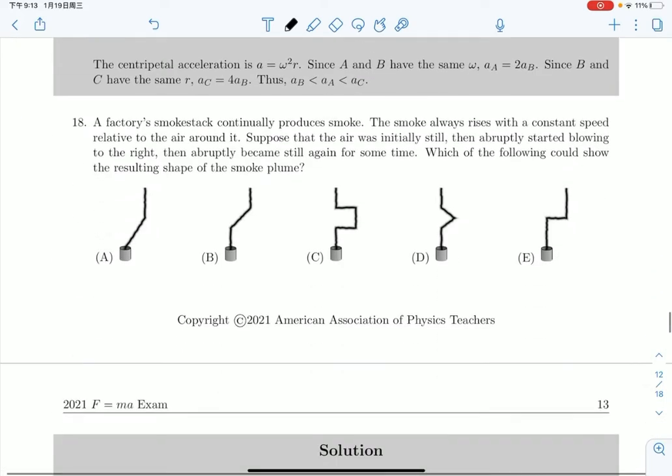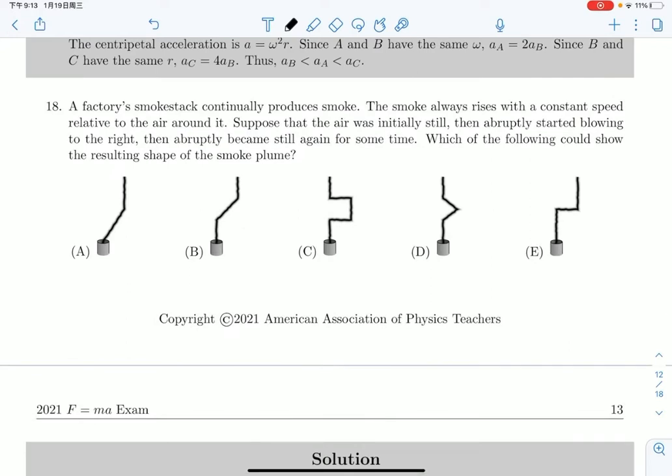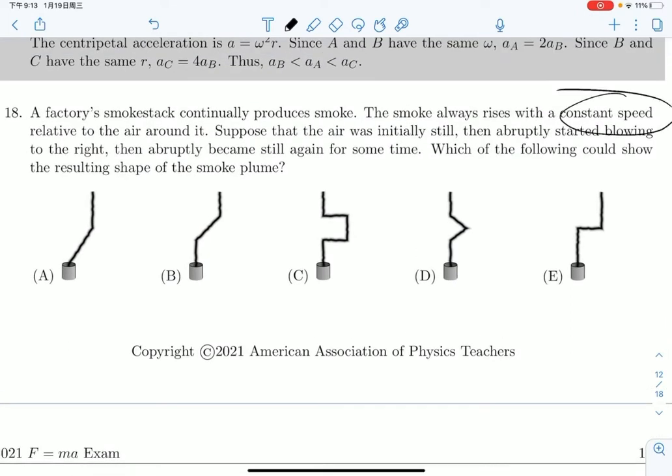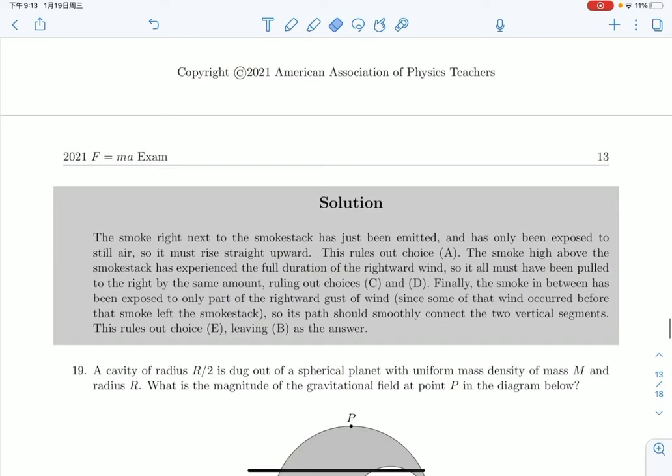And 18, a factory smokestack continually produces smoke. The smoke always rises with a constant speed relative to the air around it. Suppose that the air was initially still, then abruptly started blowing to the right, then abruptly became still again for some time. Which of the following could show this? Let me see. Yes, I think the answer is C, right? Always B, okay.